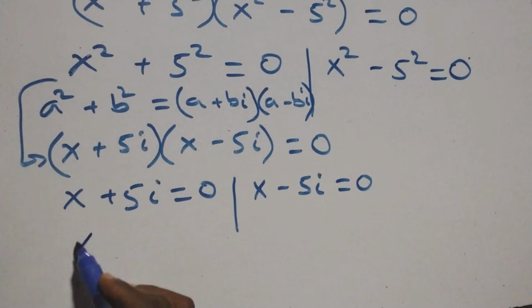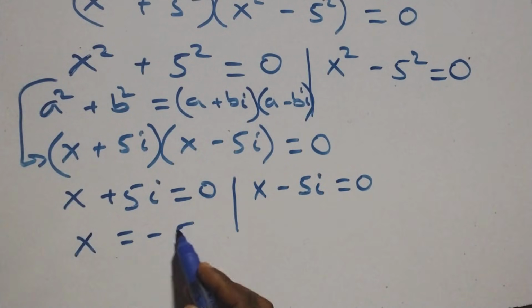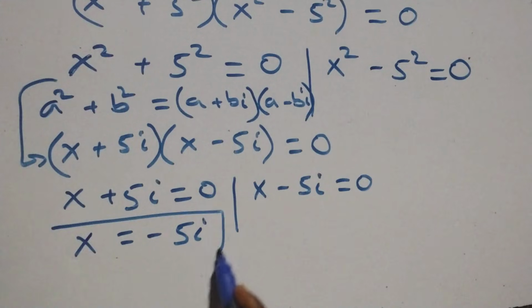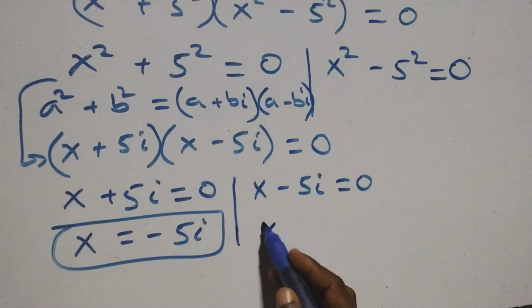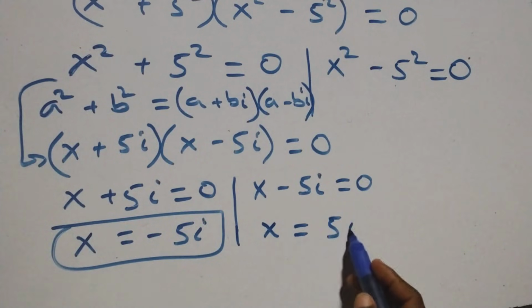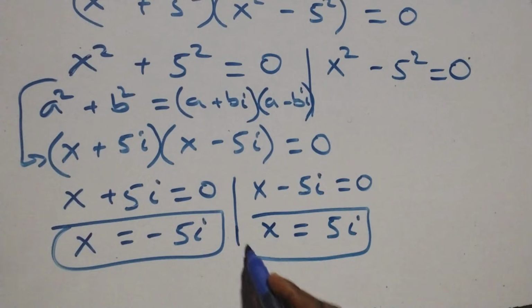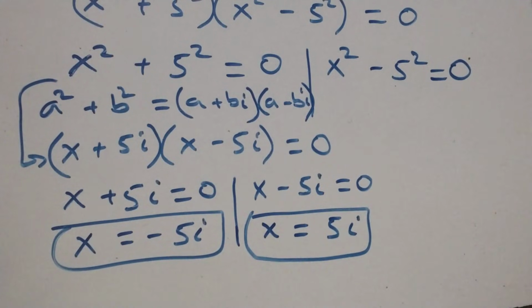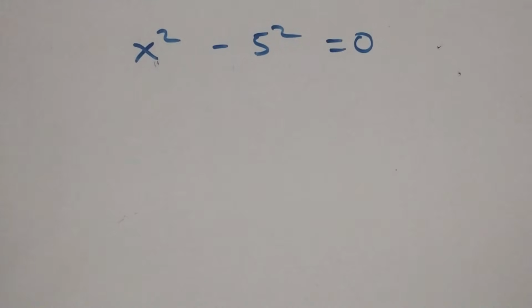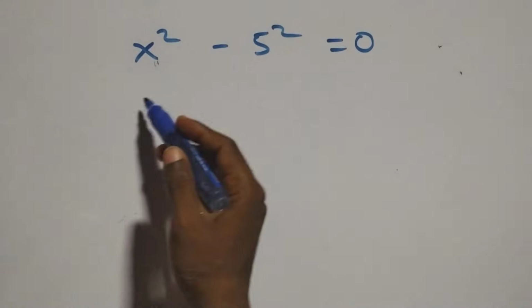When we solve from here, we have x equals to minus 5i, which is a complex solution. Also here we have x equals to 5i, which is also a complex solution. That is, we have two complex solutions on this side. And also solving from the second case here, which is x squared minus 5 squared equals to 0.